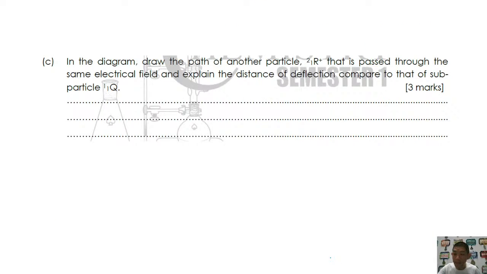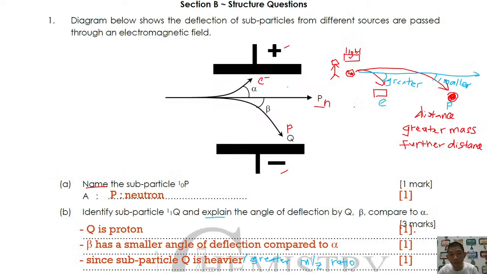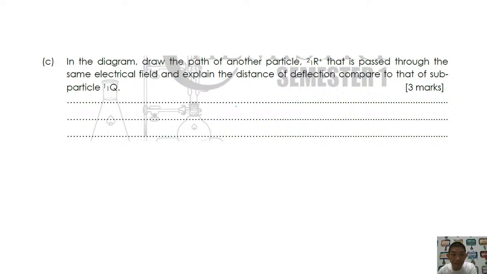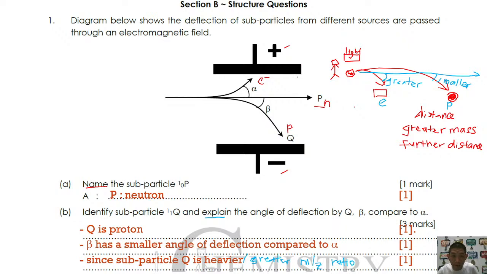Then we have a look at 1C. In the diagram, draw the path of another particle 1R that passes through the same electrical field and explain the distance of deflection compared to the subatomic particle Q. So I'm going to scroll back to the previous one. The question already said inside the diagram, so you must draw. If this is the 2,1 and then you must look, the substance in here is 2,1R plus. That means when you have plus, a positive charge subatomic particle, it must deflect to the negative plate. So you draw inside the diagram in here.